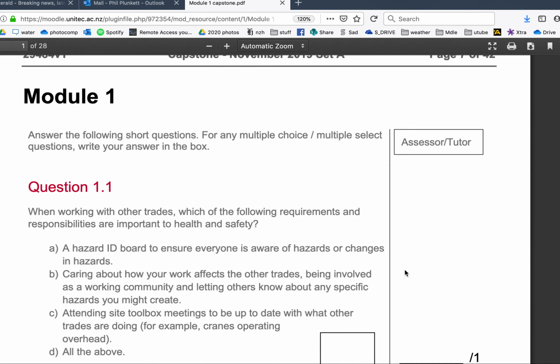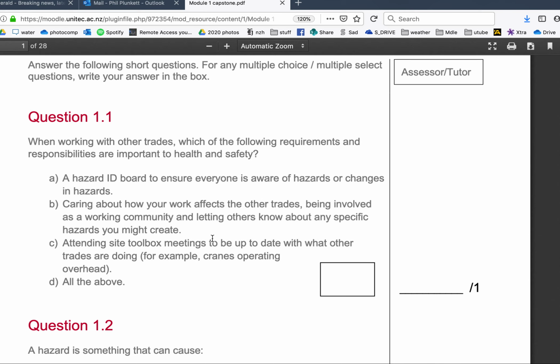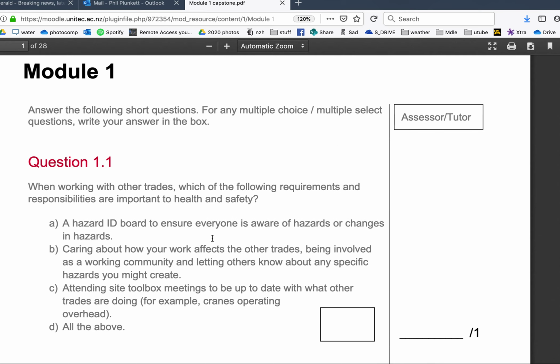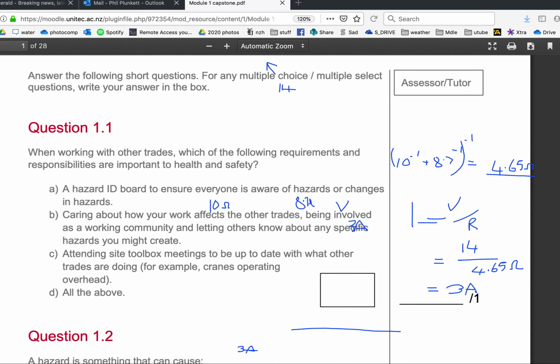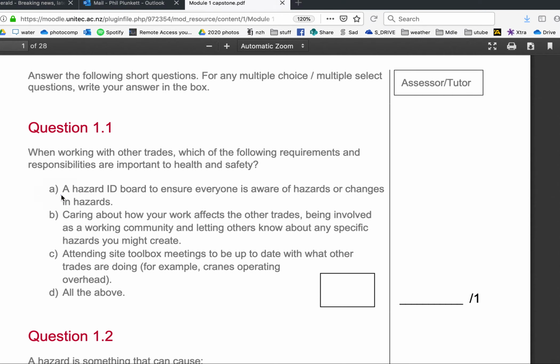We're going to look at module 1. All these questions have been put together in this one document. Module 1, health and safety, and all the regulations and acts and stuff around that. So you guys did that in the first semester. But anyway, let's go through this and make sure we're up to speed.